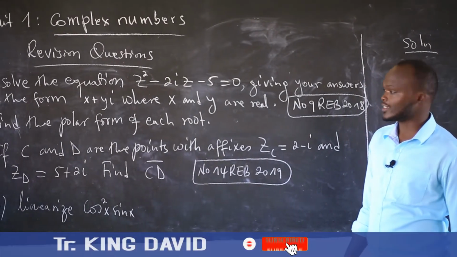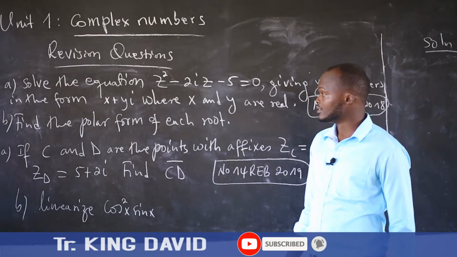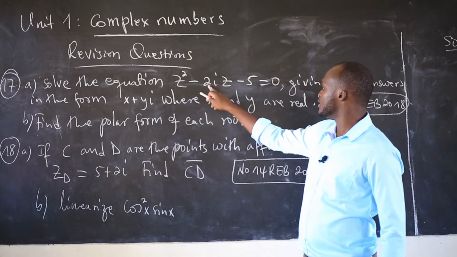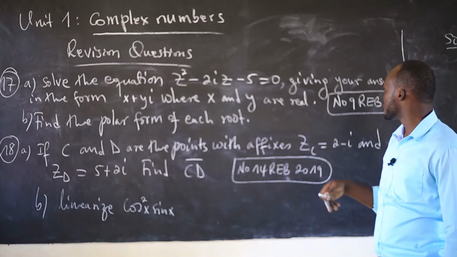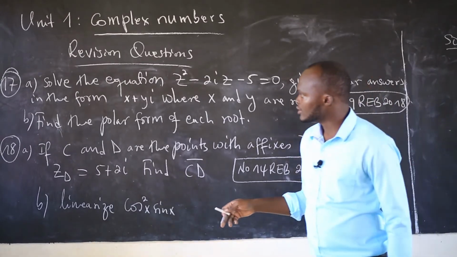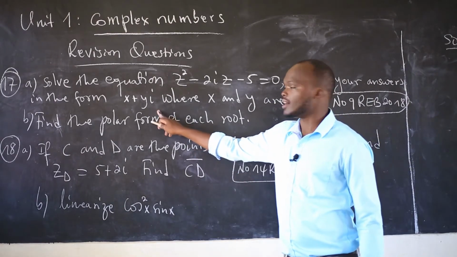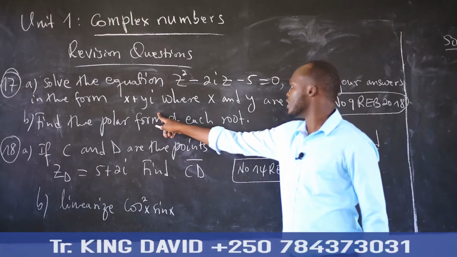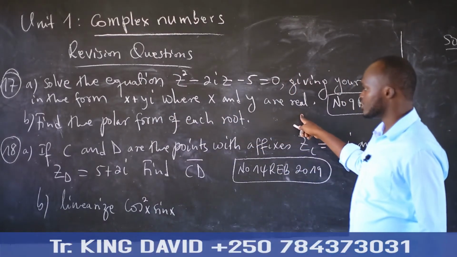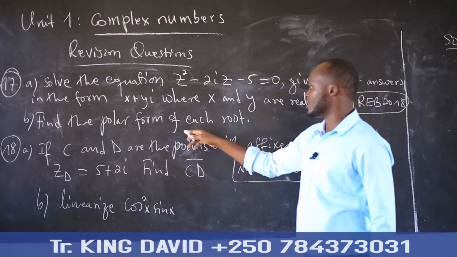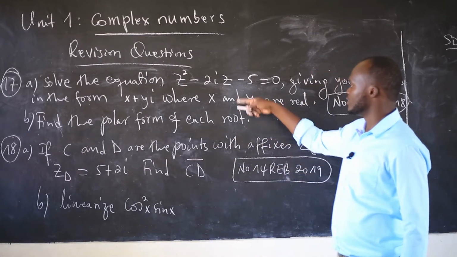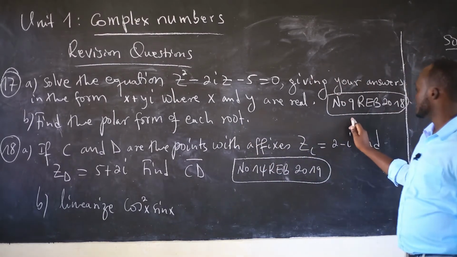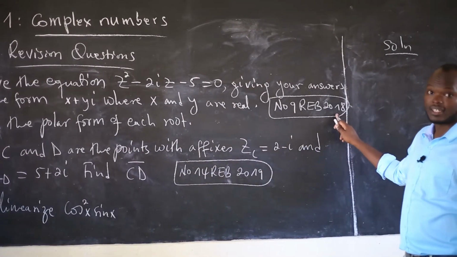Number 17 has parts a and b. 17a says we have the equation z squared minus 2iz minus 5 equal to 0. Give your answer in the form x plus yi, where x and y are real. So we're going to solve this equation. Then b, find the polar form of each root. After getting those roots, we'll find the polar form of those roots. This is number 9, Lab 2018.